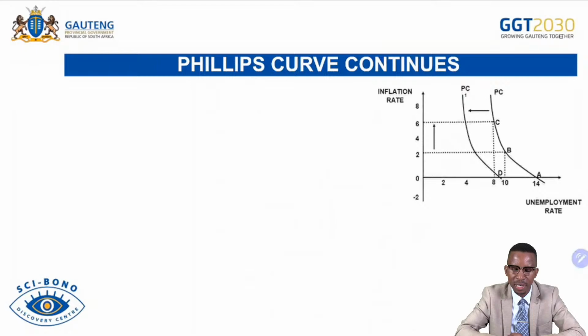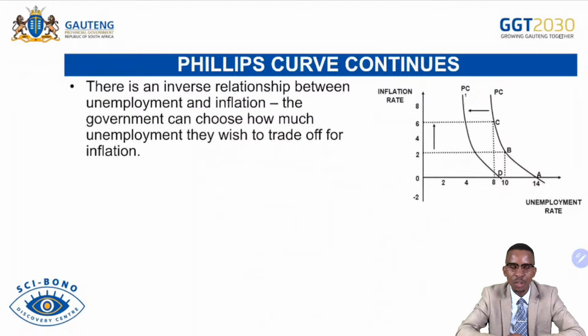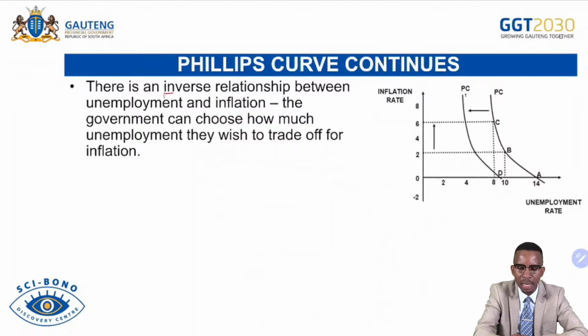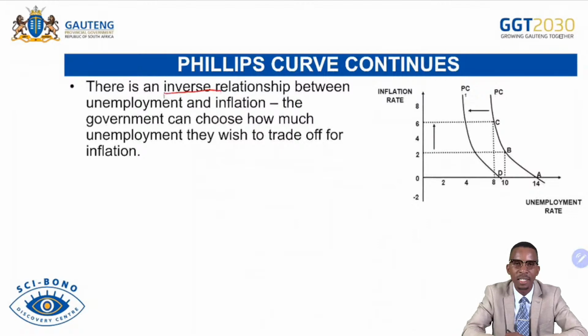So there is an inverse or negative relationship between inflation and unemployment. It is negative. The government can choose how much unemployment they wish to trade off against inflation. Remember, it's negative because if unemployment is high, inflation is lower, but if unemployment is low, inflation is higher.